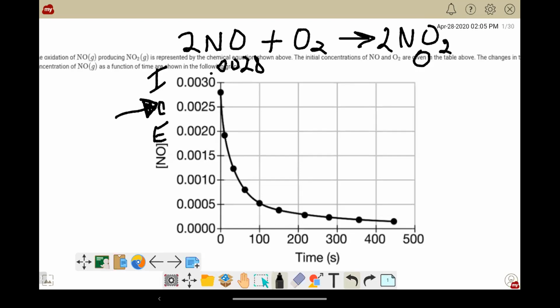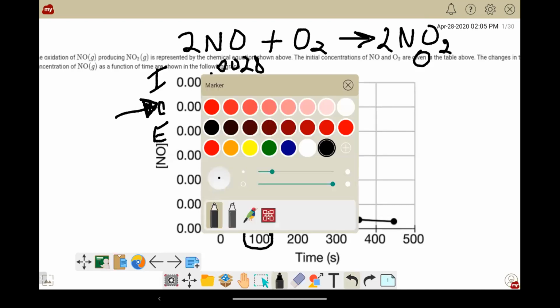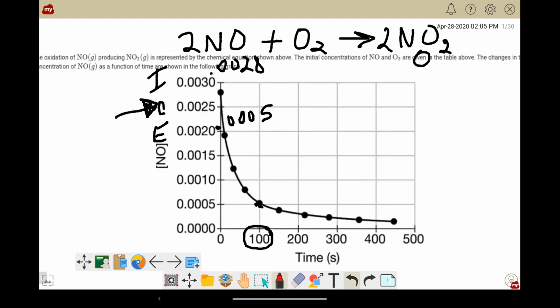So for example, if we were to look at what happens in the first 100 seconds of that reaction, at the end of 100 seconds, you can see that our concentration of nitrogen monoxide has decreased to 0.0005. And so we can say, well, then we know that our change is a particular value.